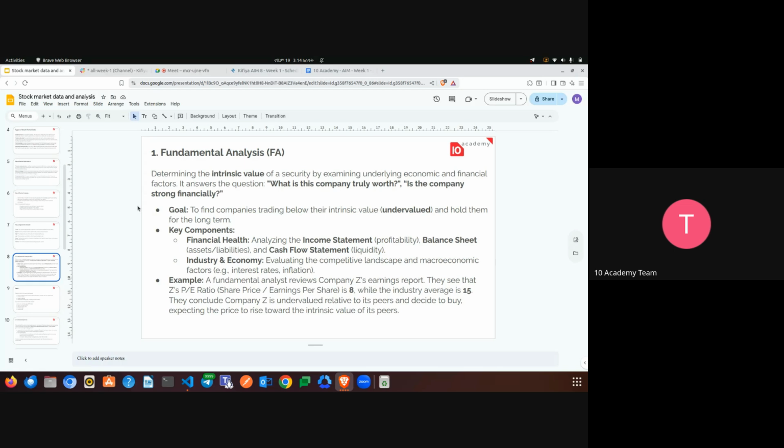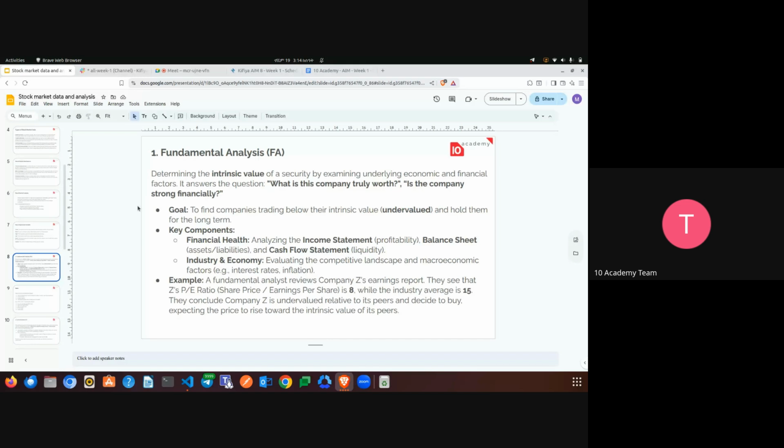So I have already discussed the fundamental analysis, just to revise it for you. The fundamental analysis is to check the financial health of the company. So we'll be analyzing the income statement, the balance sheet, and cash flow statements to check the financial health of a company. For the industry and economy, evaluating the competitive landscape and the microeconomic factors.